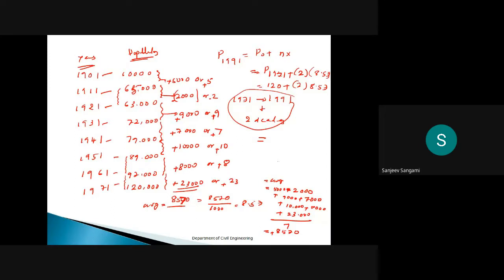How exactly has it been done? We can take 5 minus 2 plus 9 plus 10 plus 8 plus 23 plus 7 also. Then it is divided by 7, so you'll get directly 8.57. In that way also you can do it, if the populations are given in thousands.